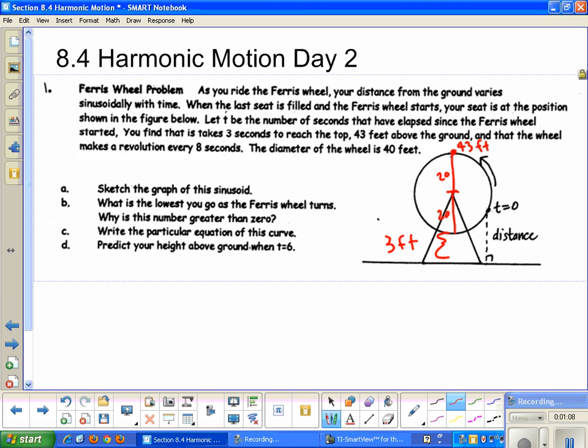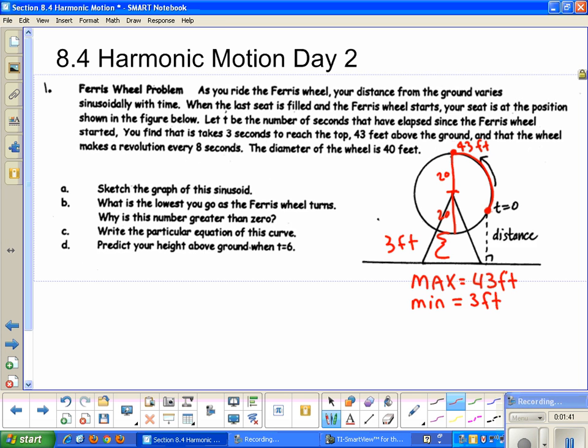Also, we don't know where my car seat is for the Ferris wheel at t equals 0, because it just tells us that after 3 seconds we're at the top, but we don't know where we are at t equals 0. So some things that we do know, I'm going to write down. We know that the maximum is equal to 43. The minimum, we said, was equal to 3 because we're 3 feet above ground.